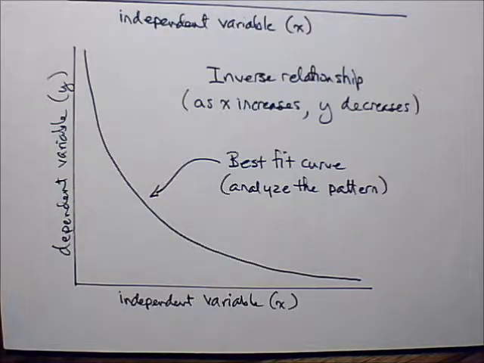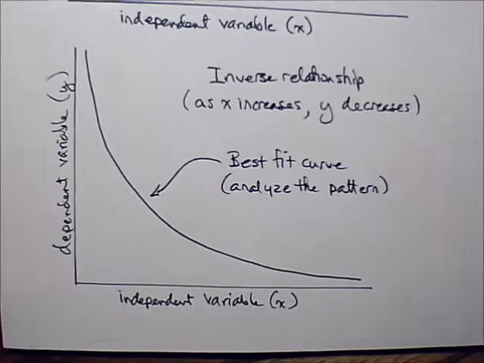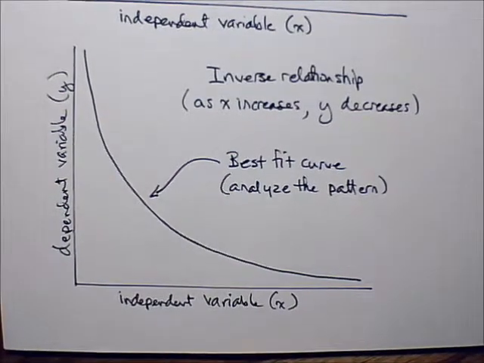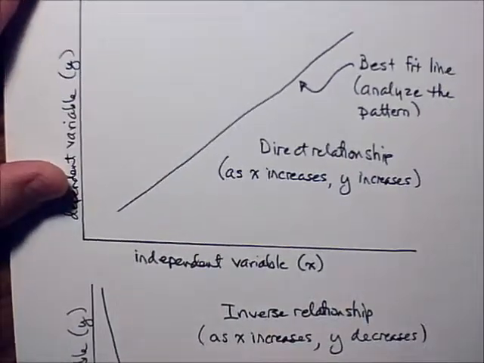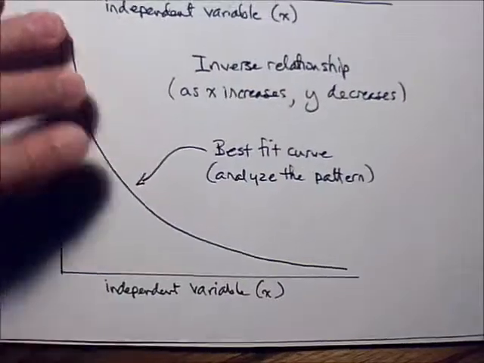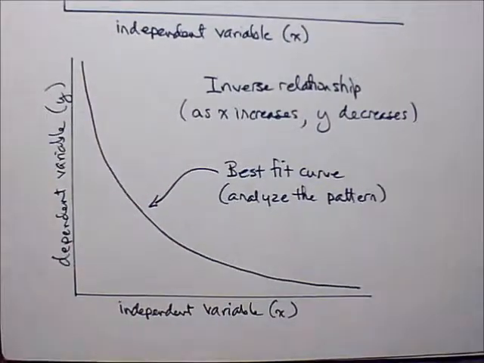Okay? So those are the two patterns in high school chemistry you're supposed to be able to recognize by looking at it. If you see this pattern of data, you know that's inverse. If you see this pattern of data, you know that's direct. Got that? Anybody have any questions about that?